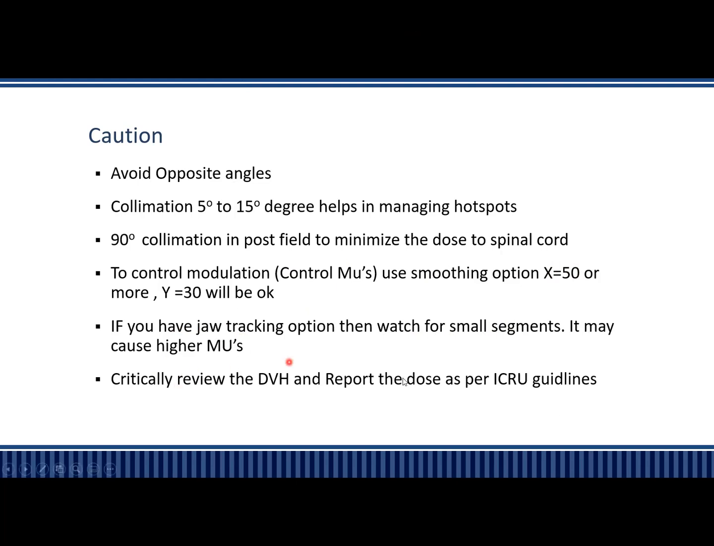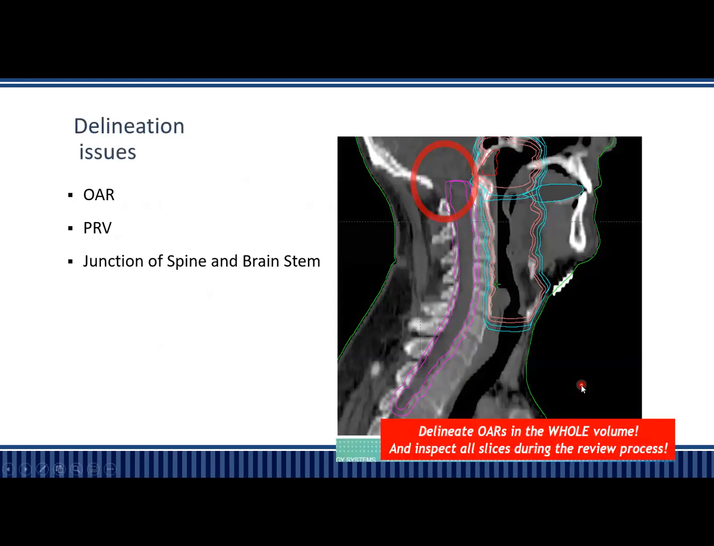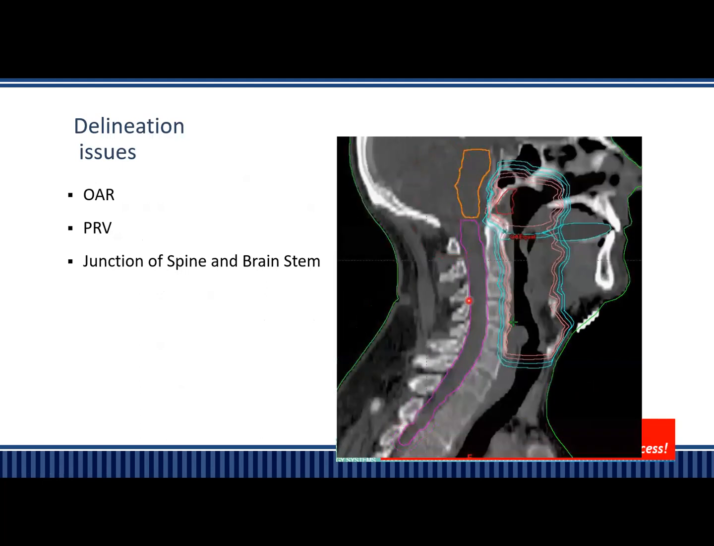Critically review the DVH and the report dose as per ICRU guideline. Delineation issues, like the spinal cord being converged with the brainstem, might be an error. This could be an error when you are evaluating the doses. So this should be separate. So first, always take a look at how the volumes and OARs are delineated.